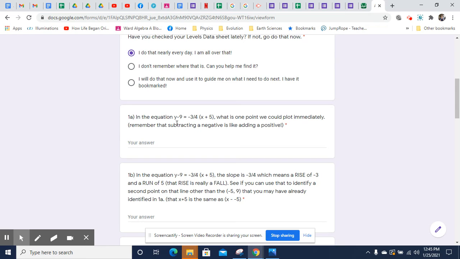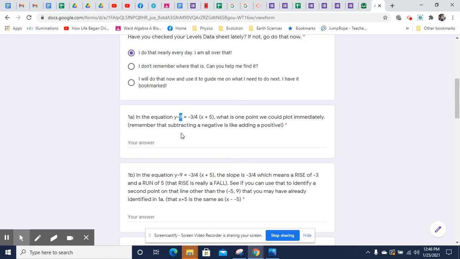So let's look at this equation. Number 1a. In the equation, y minus 9 equals negative 3/4 x plus 5. What is a point we could immediately plot? Okay, remember that subtracting a negative is like adding a positive. So remember, this is a point slope form equation in the structure of y minus a y value equals slope times x minus an x value.